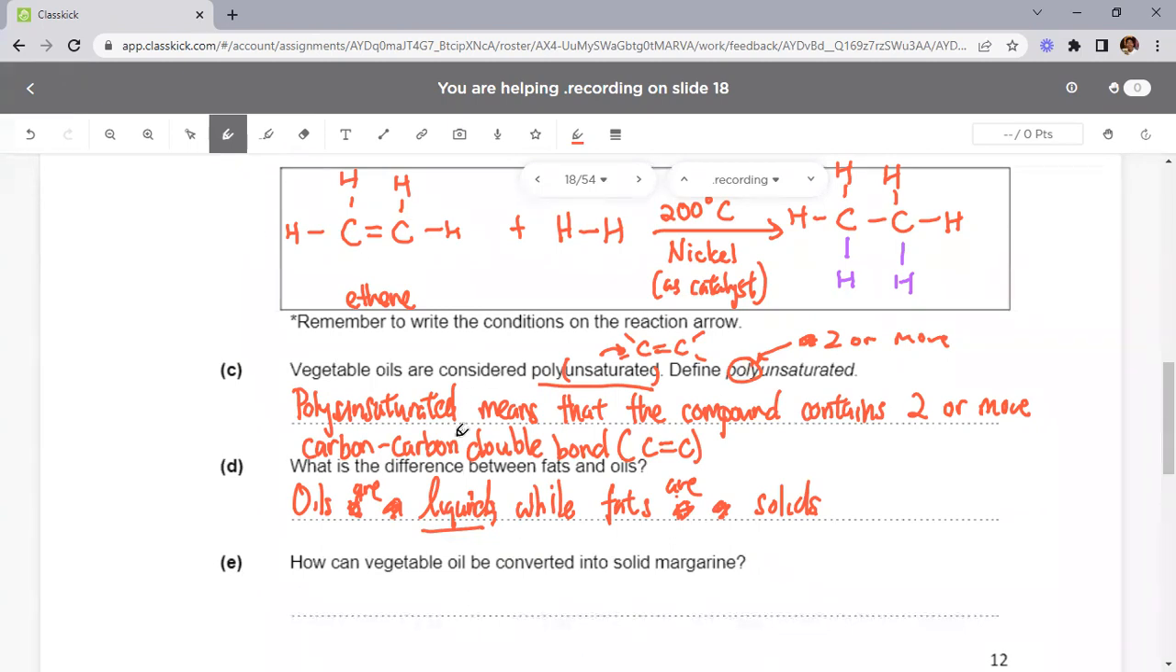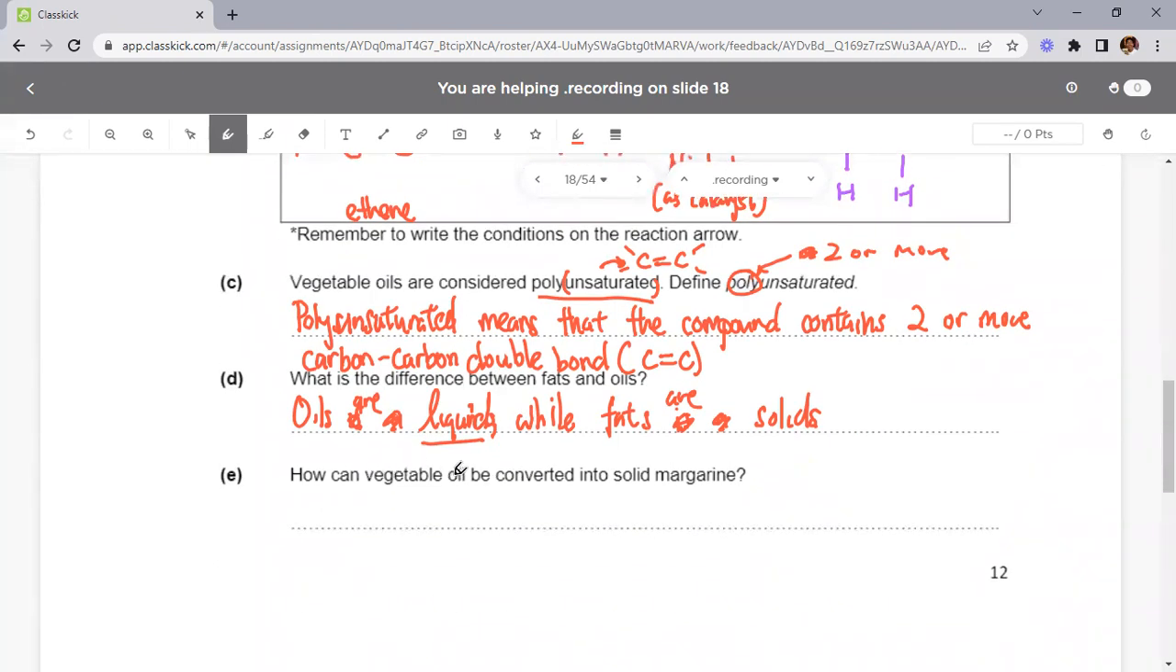So how can I convert vegetable oil into solid margarine? Solid margarine is like fat. So how do we convert the liquid into a solid? How to convert the vegetable oil, which is polyunsaturated, into a solid margarine, which is the saturated one? The process we'll be using is actually what we've gone through.